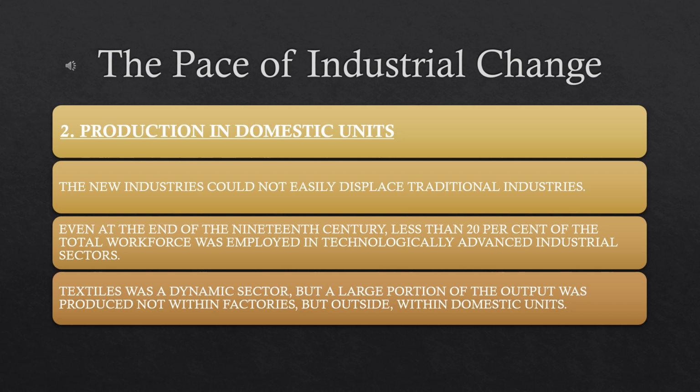Now, textiles was a dynamic sector, as we discussed about the cotton industry, but a large portion of the output was produced not within factories but outside, within domestic units. So very simply understand it: although the factories emerged, the production was going on in the domestic units.